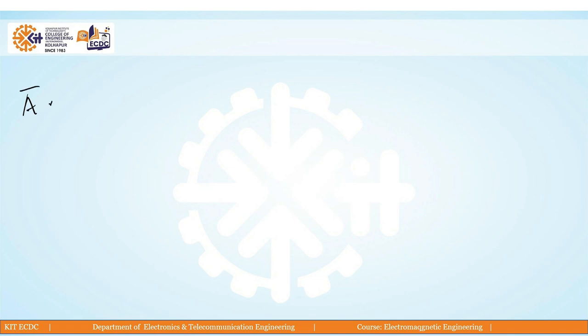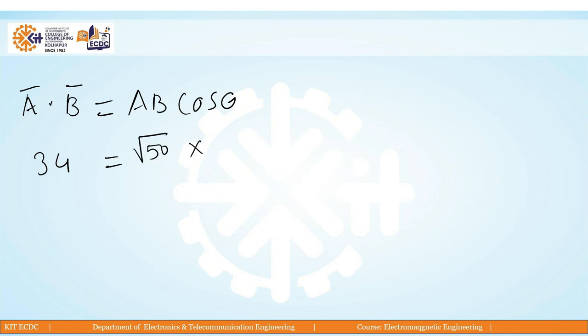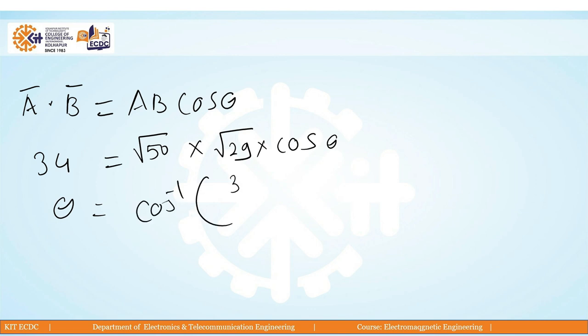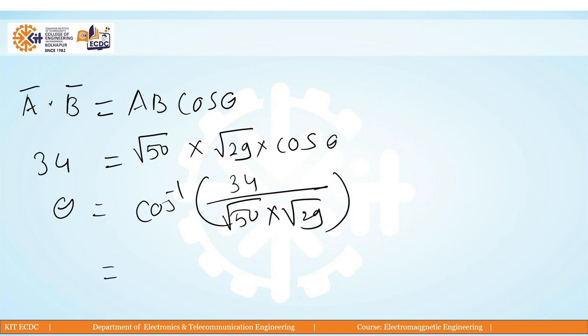We'll put all these values into the equation A bar dot B bar equals AB cos theta. A bar dot B bar is 34, which we have obtained. The magnitude of vector A is root 50, and the magnitude of vector B is root 29, multiplied by cos theta. So theta is equal to cos inverse of 34 divided by root 50 into root 29, which is equal to 26.76 degrees.